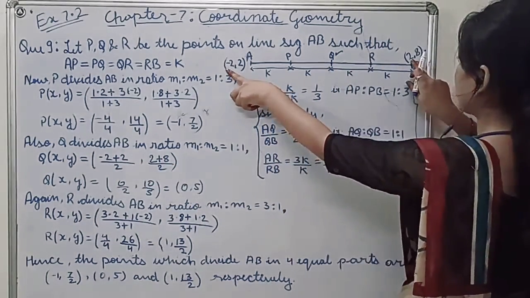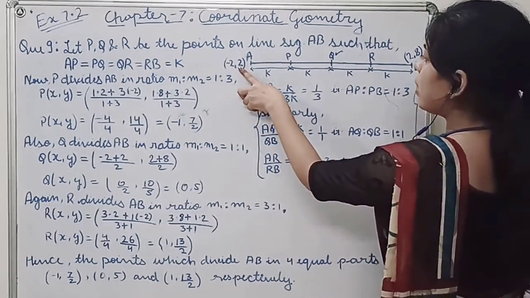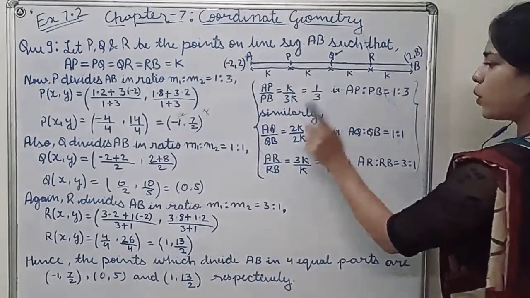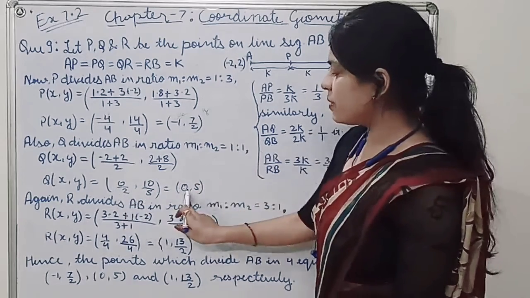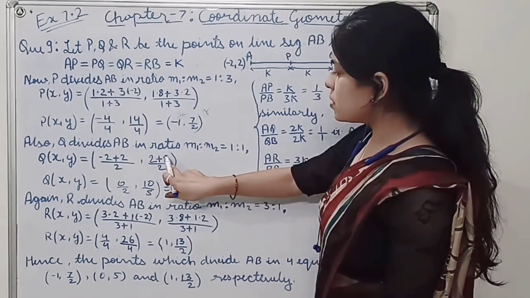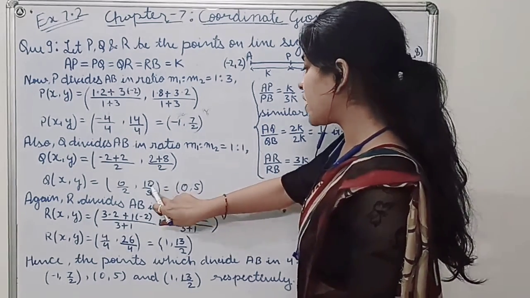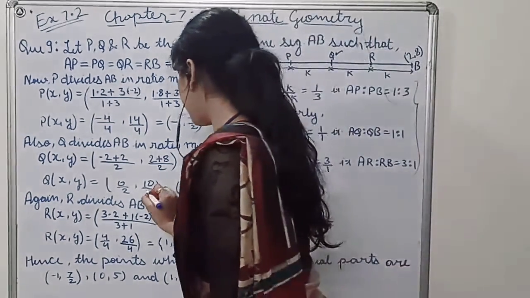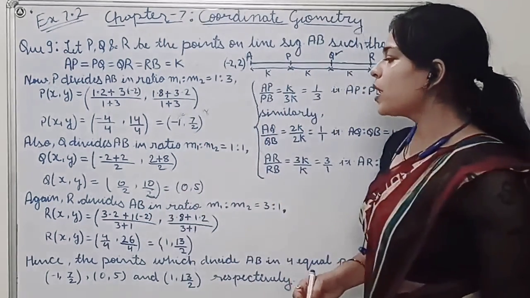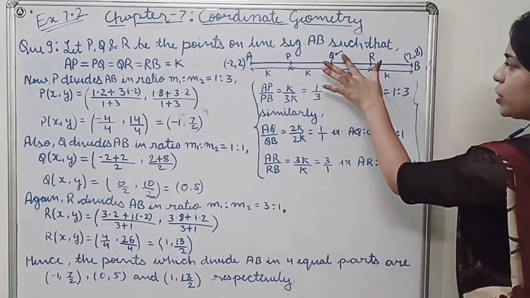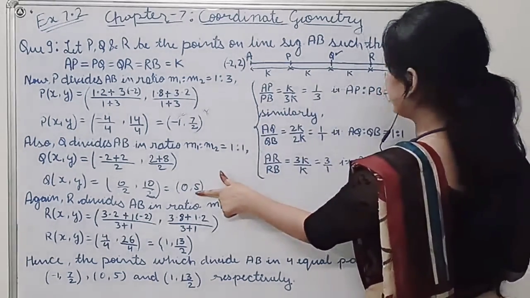For the x coordinate, x1 is minus 2 and x2 is 2, so minus 2 plus 2 upon 2. For the y coordinate, y1 plus y2 is 2 plus 8 upon 2. Minus 2 plus 2 is 0, so 0 upon 2 is 0. And 2 plus 8 upon 2 is 10 upon 2, which is 5. Now the coordinates of point Q are 0, 5. The x coordinate is 0, and the y coordinate is 5.